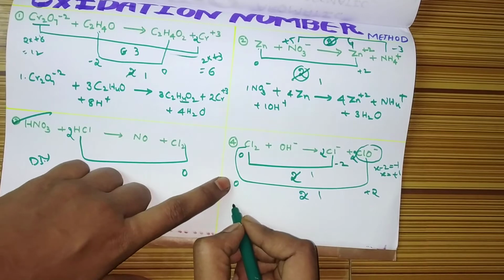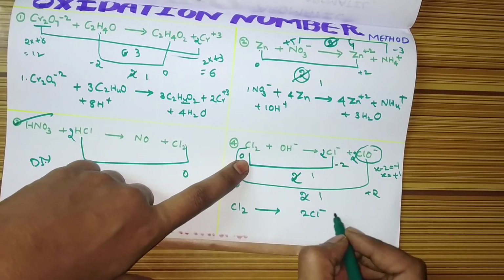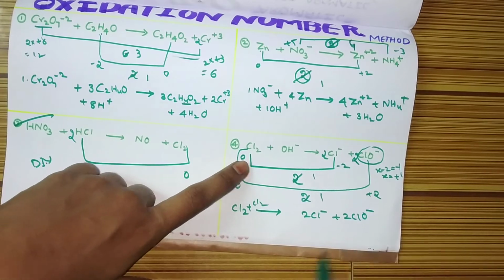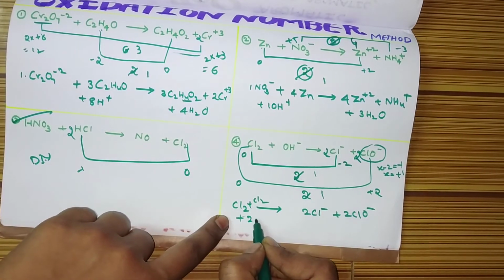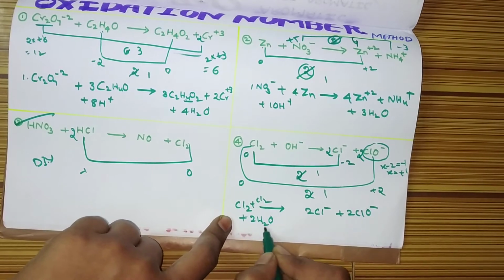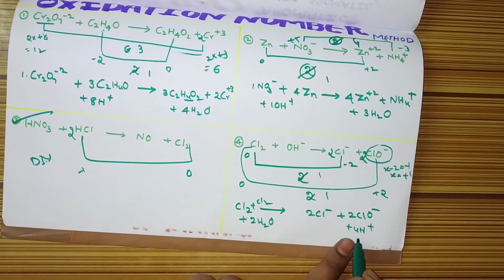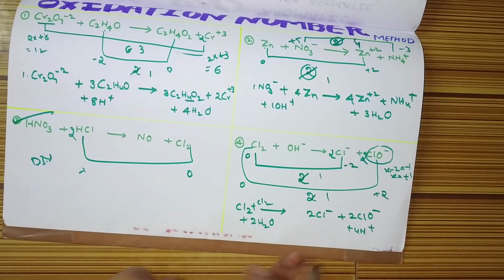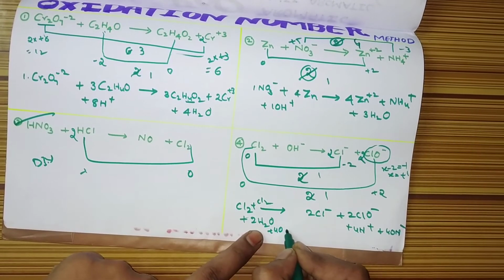So multiply: Cl2 gives 2Cl- and Cl2 gives 2ClO-. Nice, right? Now add water molecules. 2 oxygens are here, so add 2 moles of water molecules. 4 hydrogens are here, so add 4 H+ ions. Now this is basic medium. Whenever you see H+ ions, add that many OH- ions on both sides. 4 OH- here, and here also 4 OH-.